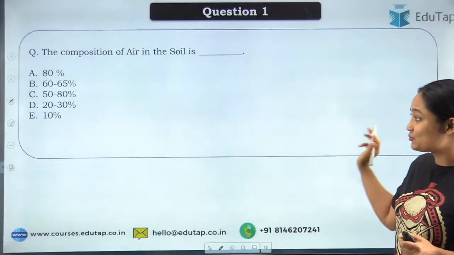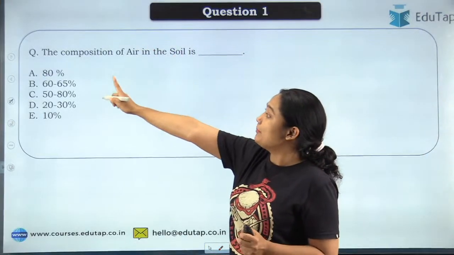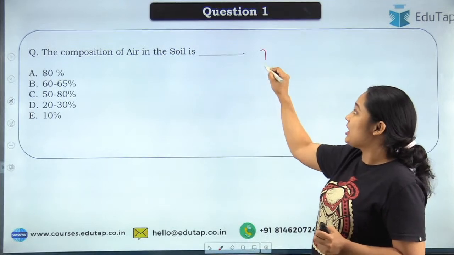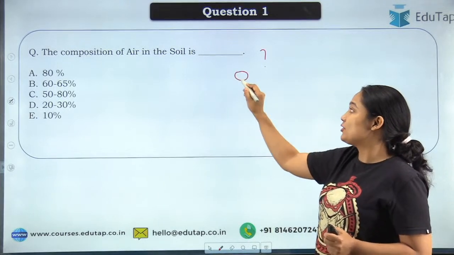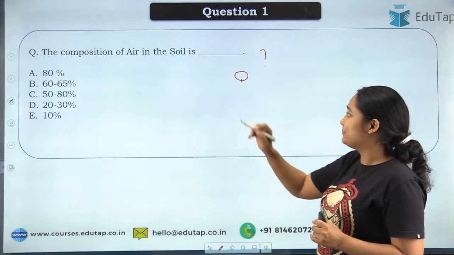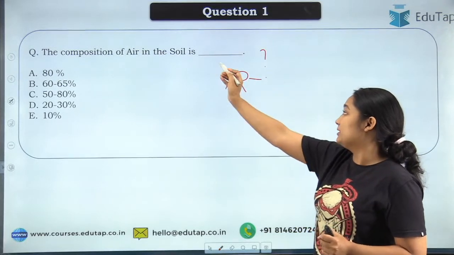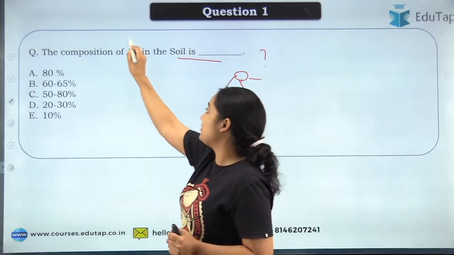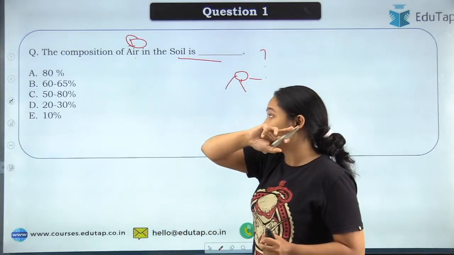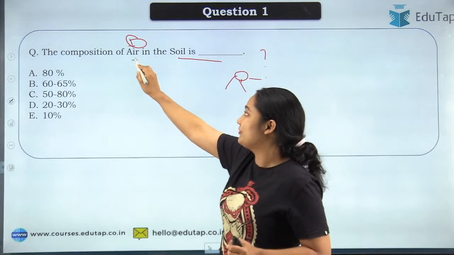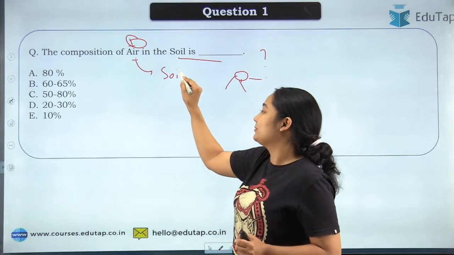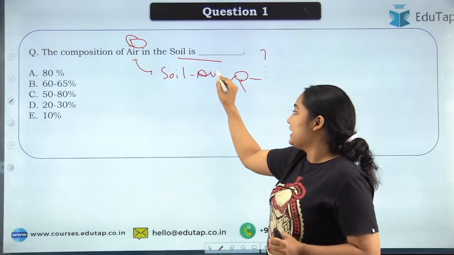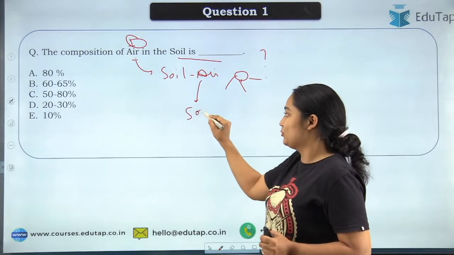So moving to the first question of today's class: the composition of air in the soil is how much? We all know that if soil is there, it is made up of some components. Basically soil has different components that we will talk about in the lecture. So here we are talking about one of the components, that is air. You will have to tell how much is the composition of air, also known as soil air, and it is in the soil pores.